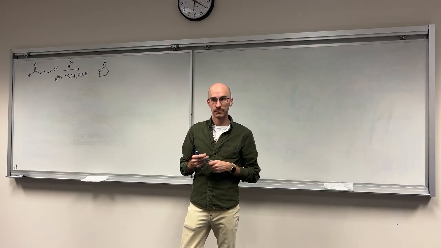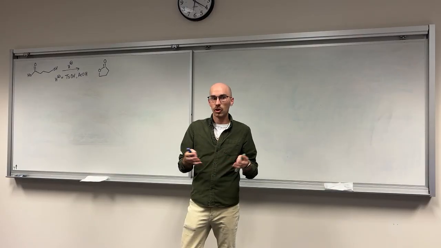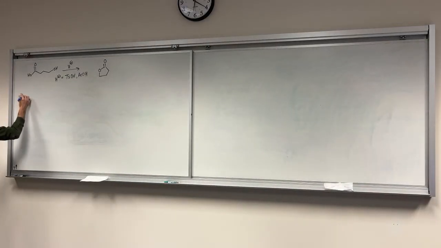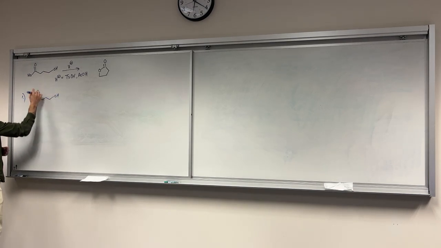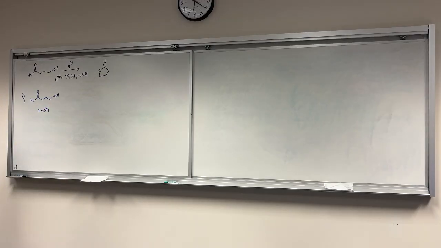so that you can learn from it, lean into it. What I'm going to do is periodically, I will draw the intermediates, but not the arrows, so that you can at least start seeing what arrows might be necessary. I'm going to use tosylic acid here.